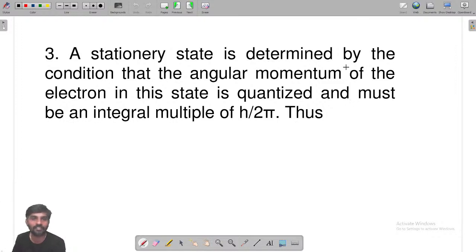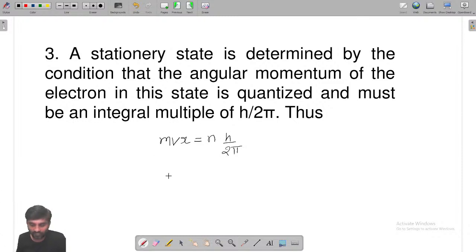A stationary state is determined by the condition that the angular momentum of the electron in this state is quantized. So what is the angular momentum formula? Simply, angular momentum is mvr. This is an integral multiple of h by 2 pi: mvr, the angular momentum, is equal to an integral multiple of h by 2 pi.